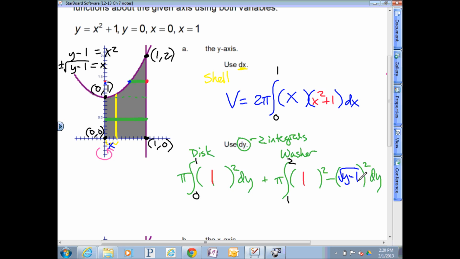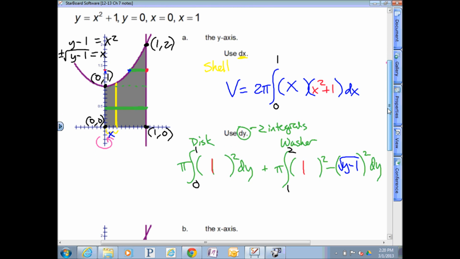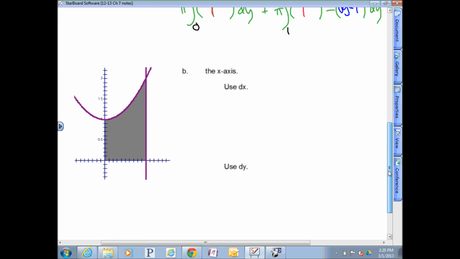So with all that, we're 1/4 of the way done with this lesson. We've got that first one figured out. We can use our calculator to figure out our integrals. That's not going to be our big issue. Our big issue is getting them set up. So let's do it again. Second problem, x-axis. What's going to be different?